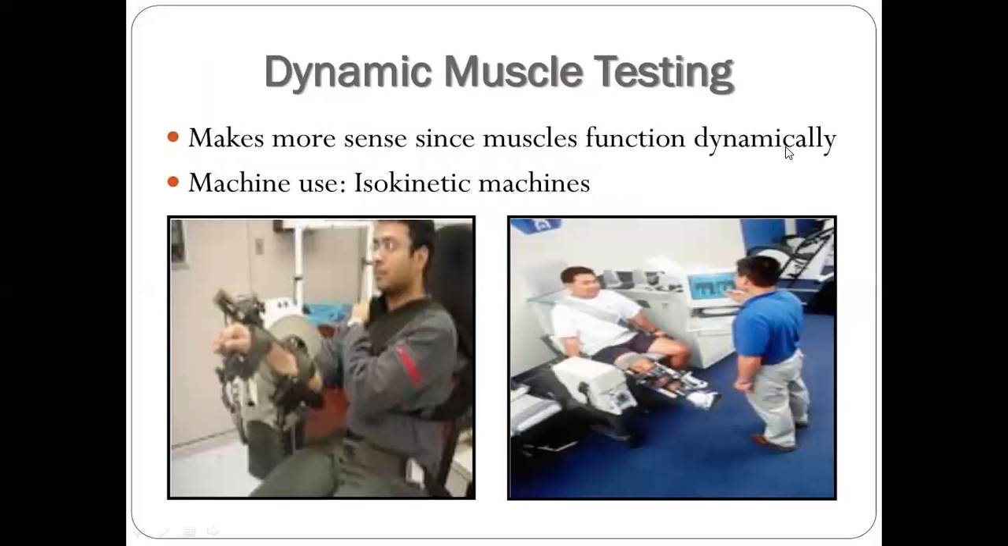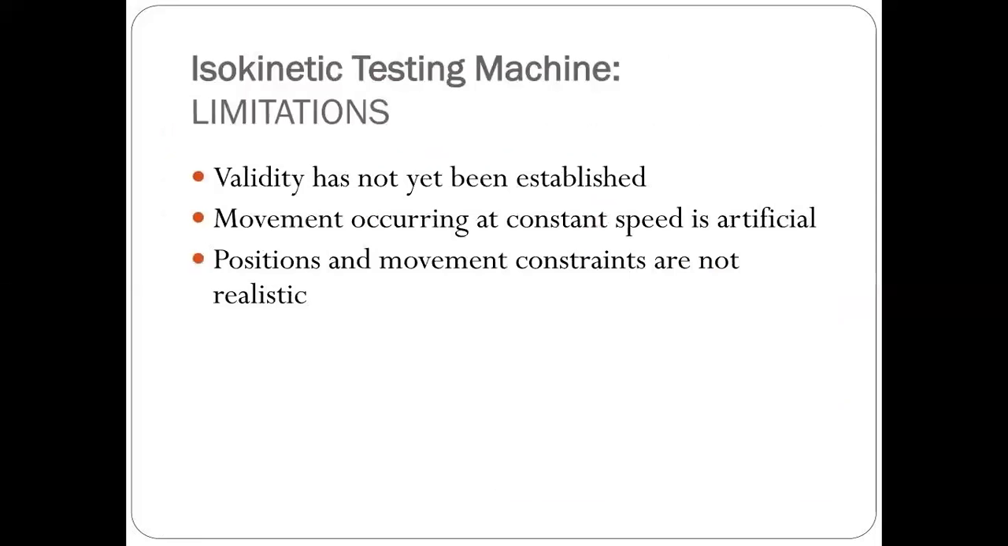Then dynamic muscle testing makes more sense since muscles function dynamically. Machines used are isokinetic machines. Its limitations are validity has not yet been established, movement occurring at constant speed is artificial, and position and movement contents are not realistic.